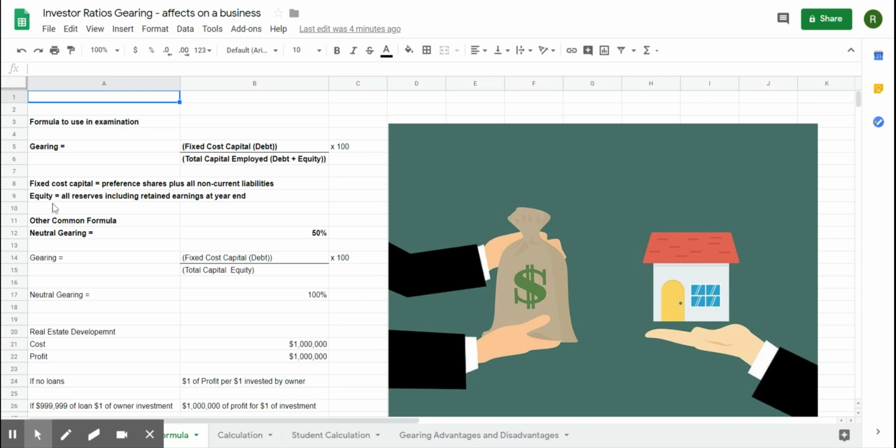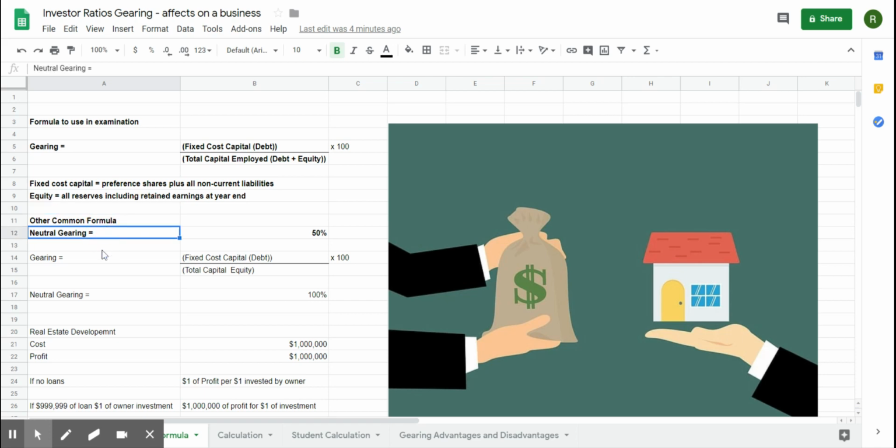What we mean by fixed cost capital are preference shares because they have a fixed rate of interest, and also all non-current liabilities. Again, they are fixed cost capital because they have an interest rate associated with them. And for equity, because this ratio is more focused on limited companies, we're going to be looking at all reserves, and that includes retained earnings, things like revaluation reserves, etc., that you will cover in your course.